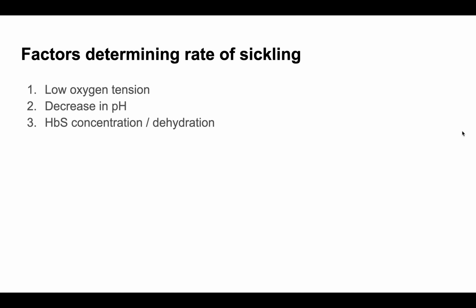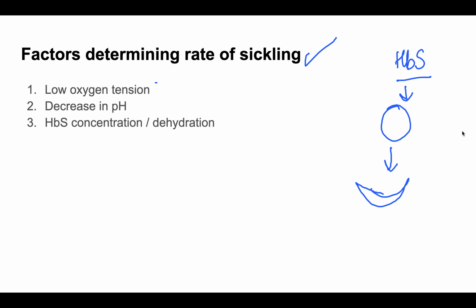Now what are the factors which will tell you about the rate of sickling? A normal RBC is biconcave. During some stressful conditions, it will change into a sickle shape. Now what are those conditions which will favor the sickling? First is low oxygen tension, very important. Then is decrease in pH. Then you have HbS concentration, how much HbS is present. We will see each one.